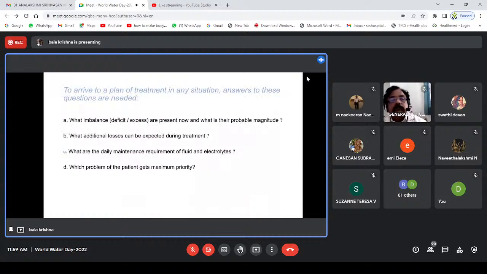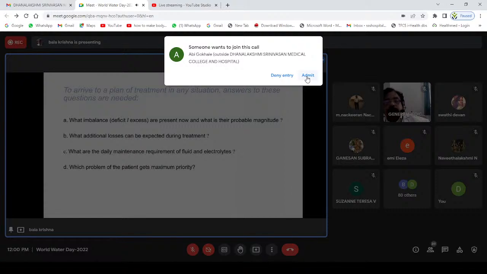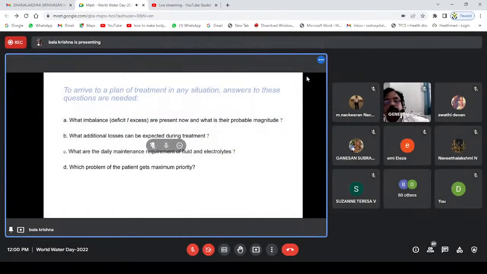To arrive at a plan of treatment in any given situation, answers to these four questions are needed. What imbalances are present right now, whether it is a deficit or excess, and what is their magnitude? What additional losses are expected during this treatment? In any treatment, we should consider the side effects of the treatment, and we should account for that also. What are the daily fluid and electrolyte maintenance needs of the patient? What are the problems with the patient?